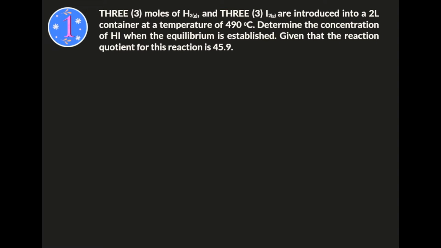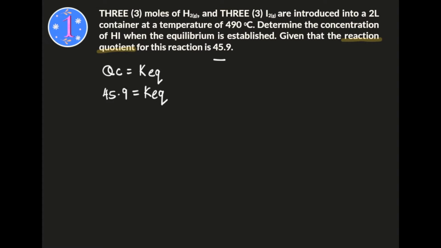Determine the concentration of hydrogen iodide when the equilibrium is established, given that the reaction quotient for this reaction is 45.9. In order for you to answer this question, you need to be able to relate the reaction quotient given to you in the question with the equilibrium constant. At equilibrium, your reaction quotient, which is your QC, should be equivalent to your equilibrium constant KEQ. So given to you in the question, your QC is 45.9. Therefore, your KEQ is equivalent to 45.9.